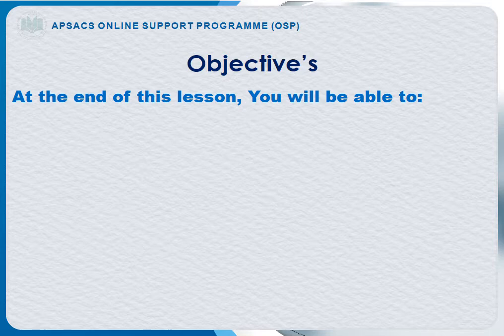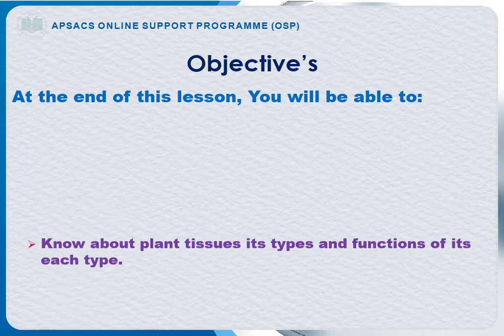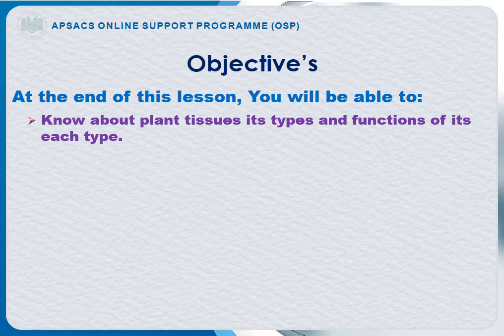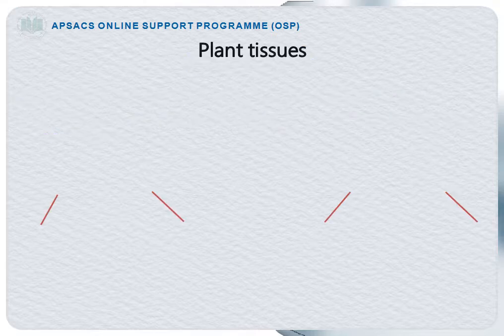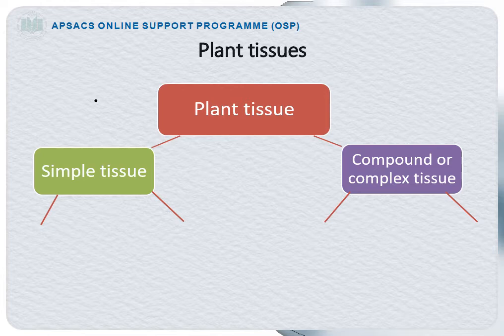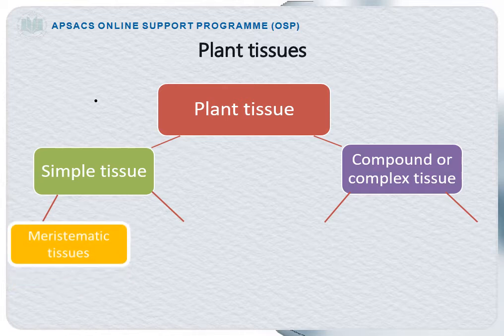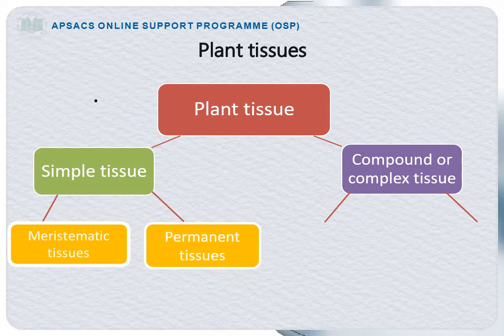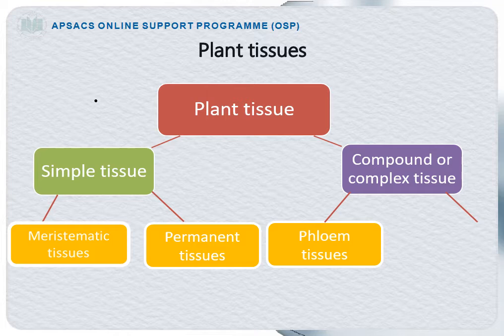Objectives. At the end of this lesson, you will be able to know about plant tissue, its types, and the function of each type. Plant tissues are further divided into simple tissues and compound or complex tissues. Simple tissues are further divided into meristematic tissues and permanent tissues. Compound or complex tissues are further divided into phloem tissues and xylem tissues.